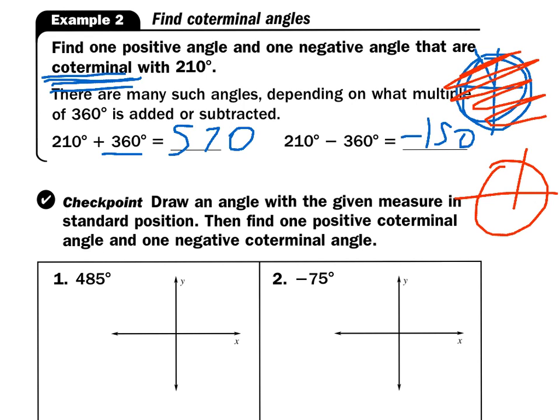210 is down here, not up there, because 180 is right here. Here's 180. 30 past 180 would get you to 210. All right, you guys go ahead and do those checkpoints there.